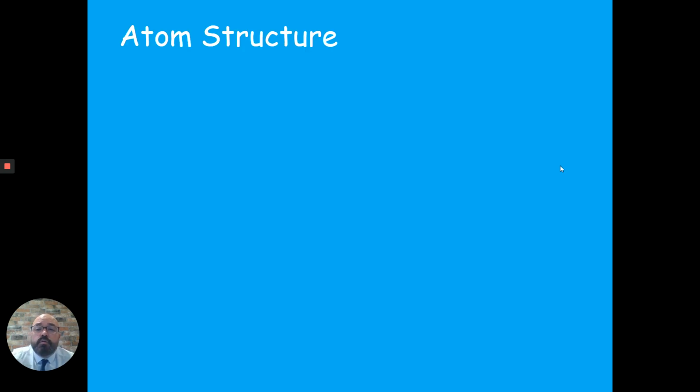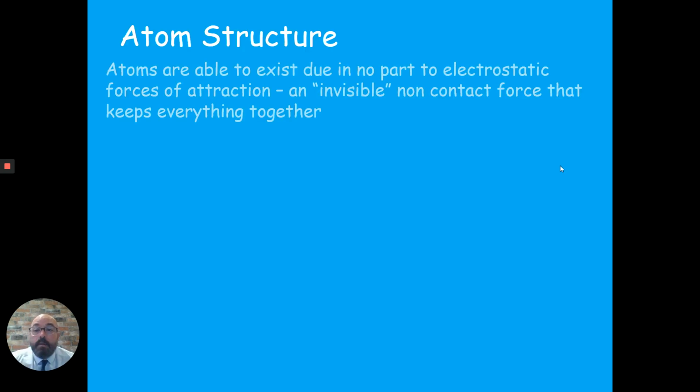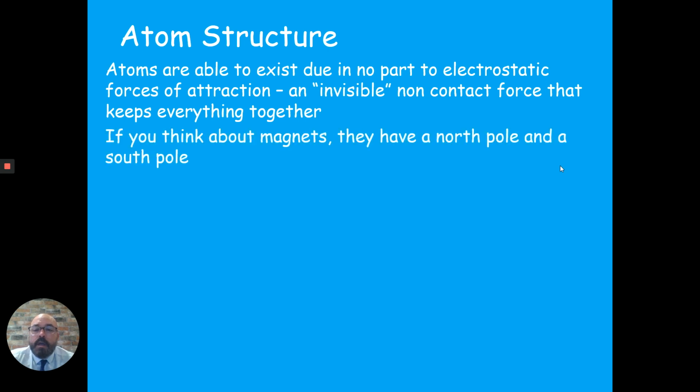So in terms of the structure of the atom, we know that atoms can exist because of electrostatic forces of attraction. Basically, that's an invisible non-contact force that keeps an atom together. It keeps everything together in an atom. Now, I just want to take you back a little bit to primary school, maybe year 7 and 8, and think about magnetism. When you bring magnets together, and I'm sure you've all done this practical before, we know that magnets have a north pole and a south pole.